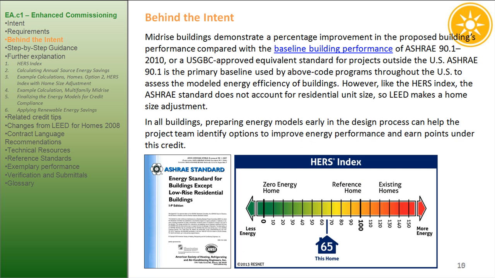Midrise buildings demonstrate a percentage improvement in the proposed building's performance compared with the baseline building performance of ASHRAE 90.1 2010, or a USGBC approved equivalent standard for projects outside the US. ASHRAE 90.1 is the primary baseline used by above code programs throughout the US to assess the modeled energy efficiency of buildings. However, like the HERS index, the ASHRAE standard does not account for residential unit size, so LEED makes a home size adjustment. In all buildings, preparing energy models early in the design process can help the project team identify options to improve energy performance and earn points under this credit.